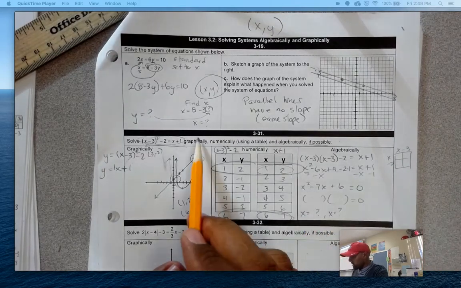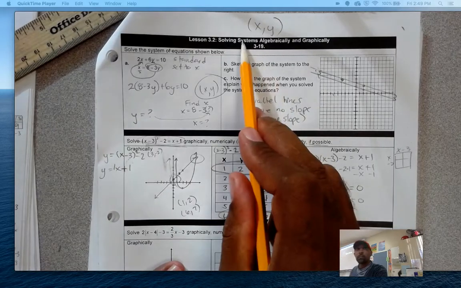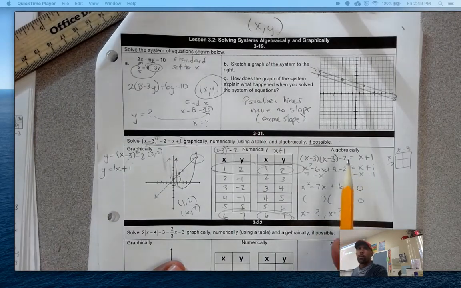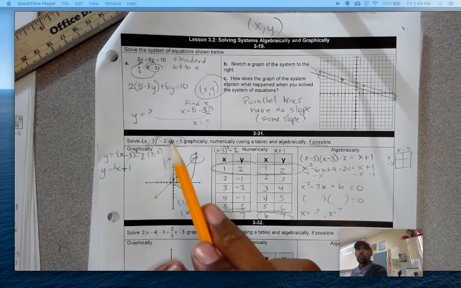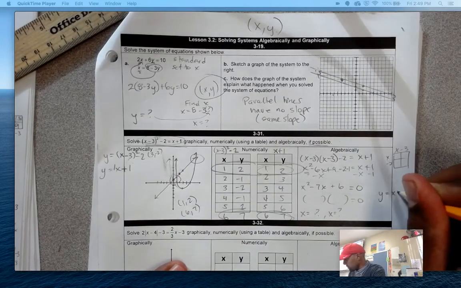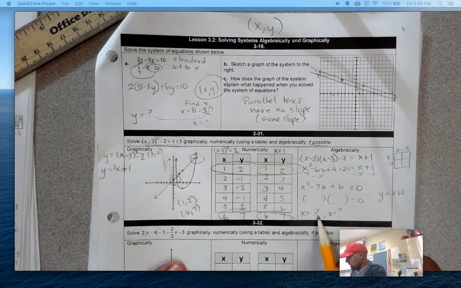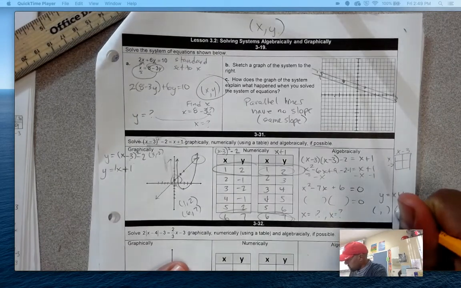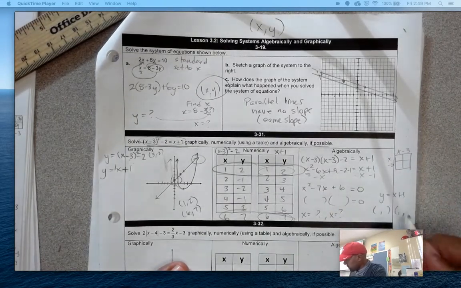Right? But that's not enough. It's a system, remember? It's a system, which means there's a y value, not just an x value. So what you've got to do is take that number and plug it back into one of the equations. And the easiest one to do that is your y equals x plus 1. Because all you've got to do is take that number and add 1 to it. So I take this number, I add 1, and then that's going to give me my y value to the solution. Okay.